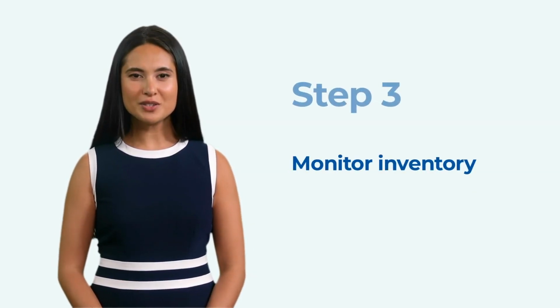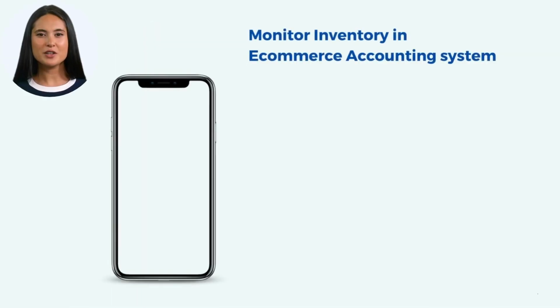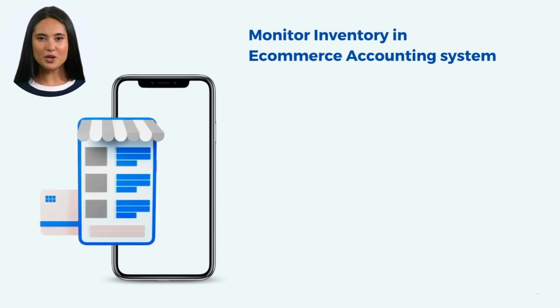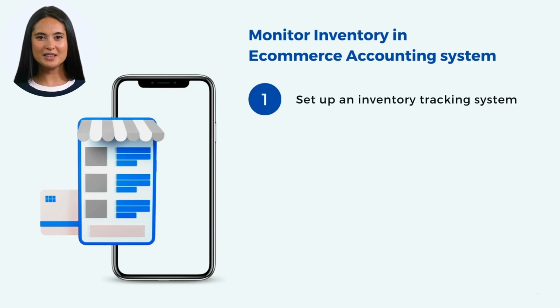Monitor inventory. Here is a practical example of how to monitor inventory for an online business. 1. Set up an inventory tracking system. Choose a software or tool to track your inventory levels, such as QuickBooks. You can also use an e-commerce platform that has built-in inventory management features, such as Shopify.